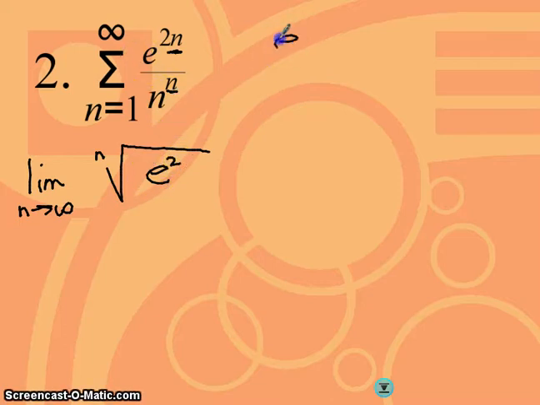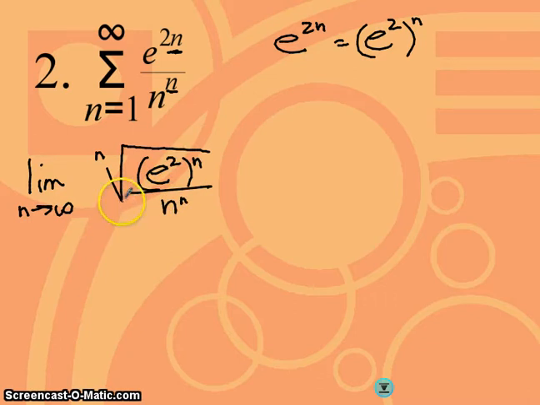Now I'm going to rewrite e to the 2n as e squared raised to the nth power. When you raise a power to a power, you multiply, so 2 times n is 2n. So that's what I'm going to do here. And we have n to the nth power there. You can see why I'm doing that. Again, I'm stepping you through this step by step so that you're very clear about what to do.